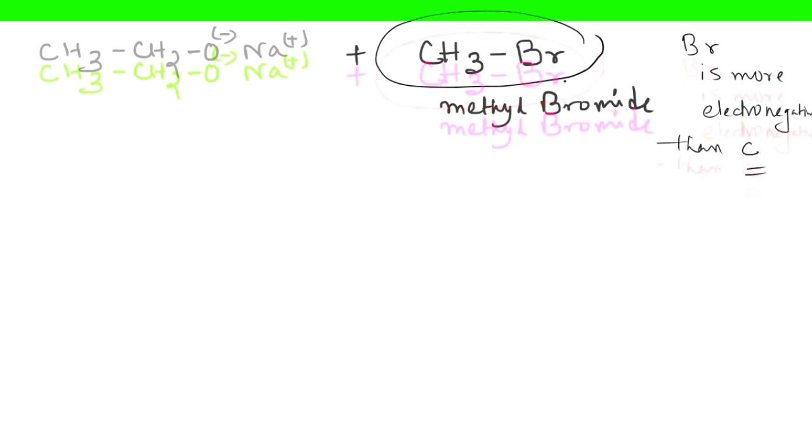See, in the bond which is present between C and Br, there are two electrons in a bond, and these two electrons, or the electron cloud in the bond, will be attracted towards the bromine atom. Clear?